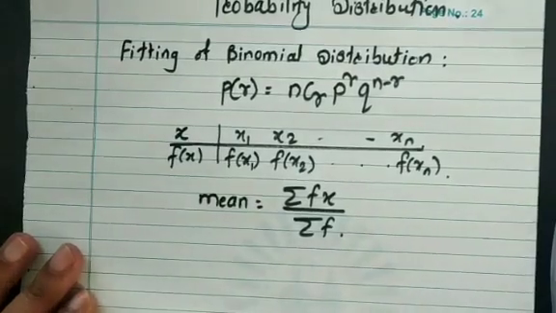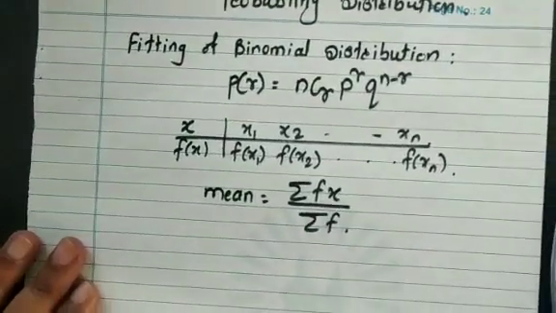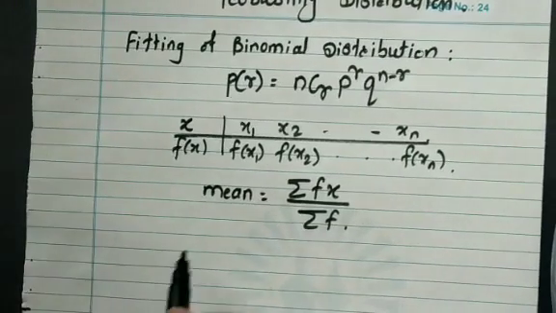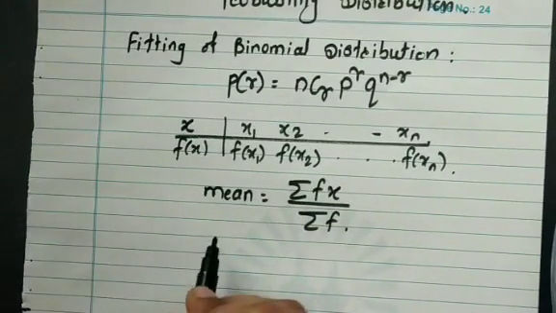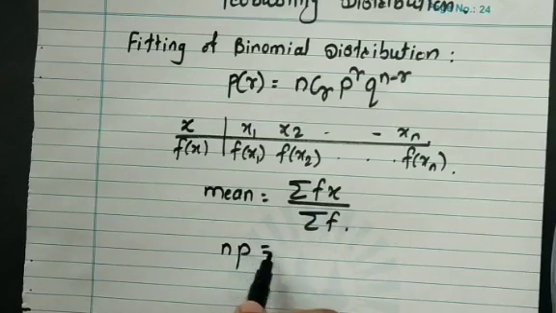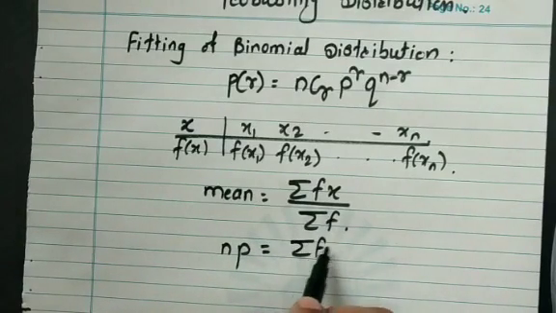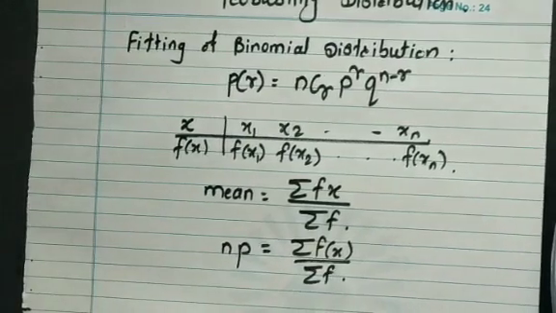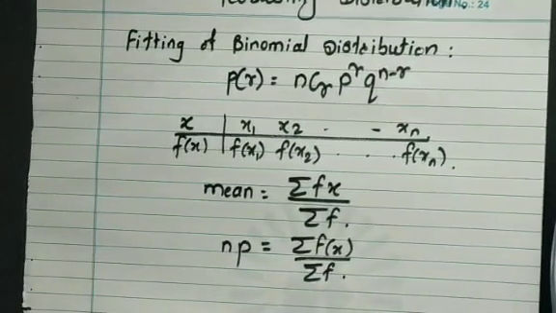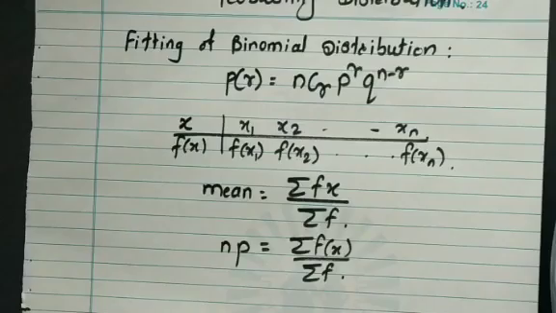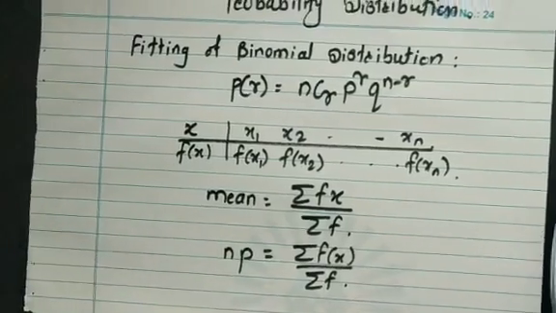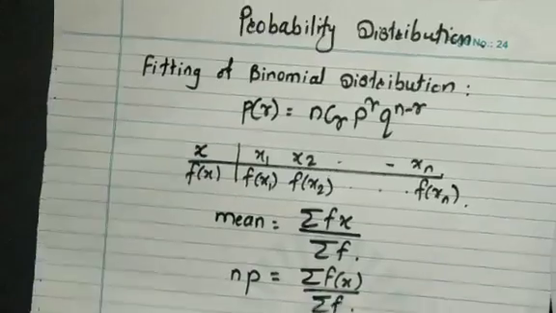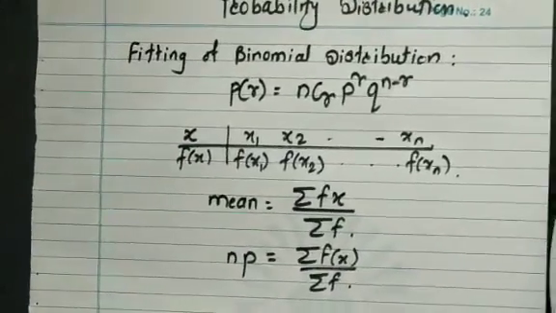But in case of a binomial distribution, as we have already seen in my last lecture, the mean is n into p. So np is equal to summation fx upon summation f. In your example n is also given, so write that n and try to find p using it. We'll take one example so that you can understand.